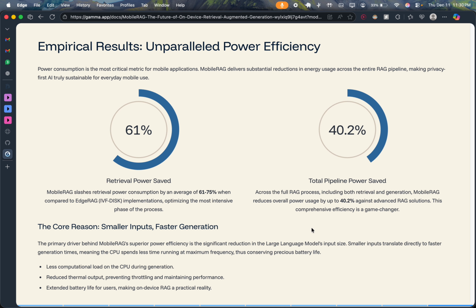Then these are the results in power efficiency. We have retrieval power saved by 61%, and total pipeline savings were around 40.2%. The core reason is small inputs and faster generation, which was the main goal, and these are the results that were achieved when this method was used.